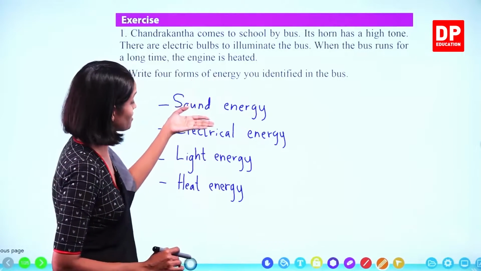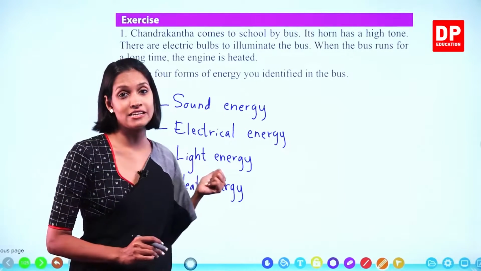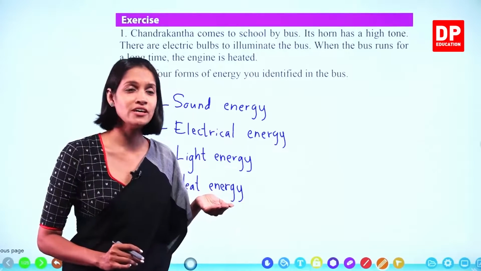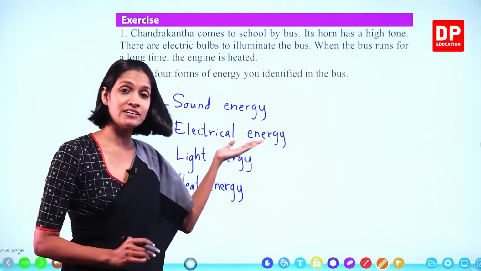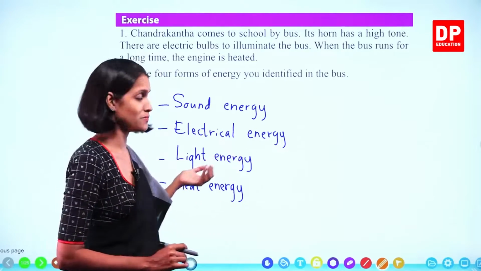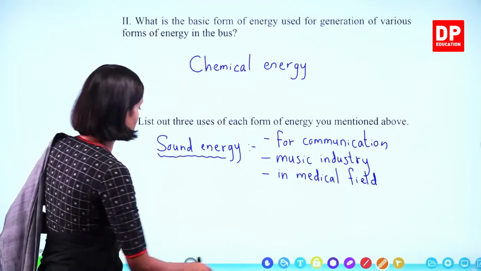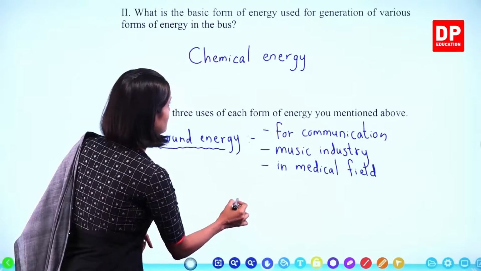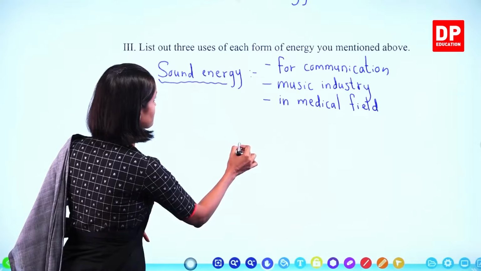Now here you can write a long list for electrical energy. The uses, day-to-day life, we use electrical energy every single time, right? Let's write electrical energy.